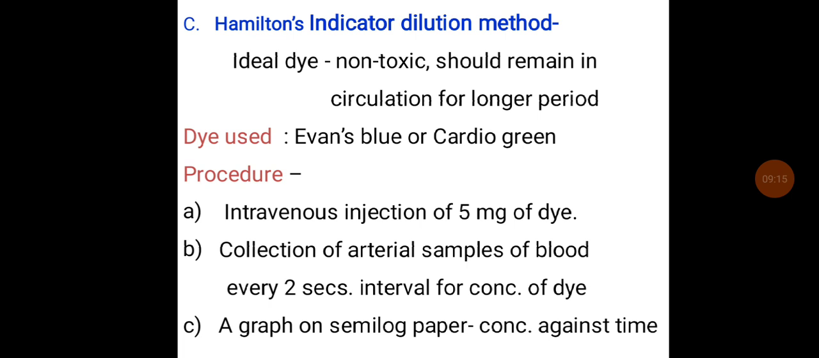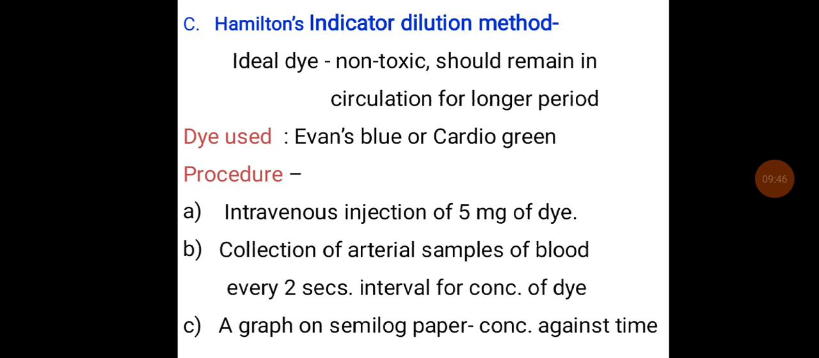The next method is Hamilton's indicator dilution method. So here dye is used. It is similar to the dye dilution technique. Okay, and again probably the Fick principle is used here. So here the dye should be non-toxic. It should remain in the circulation for a longer time. Okay, the dye used is usually Evans blue or cardio green.